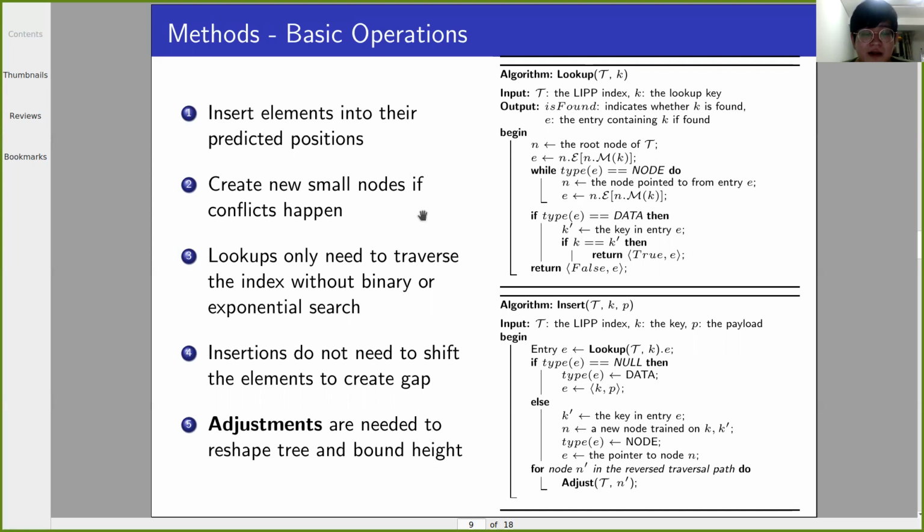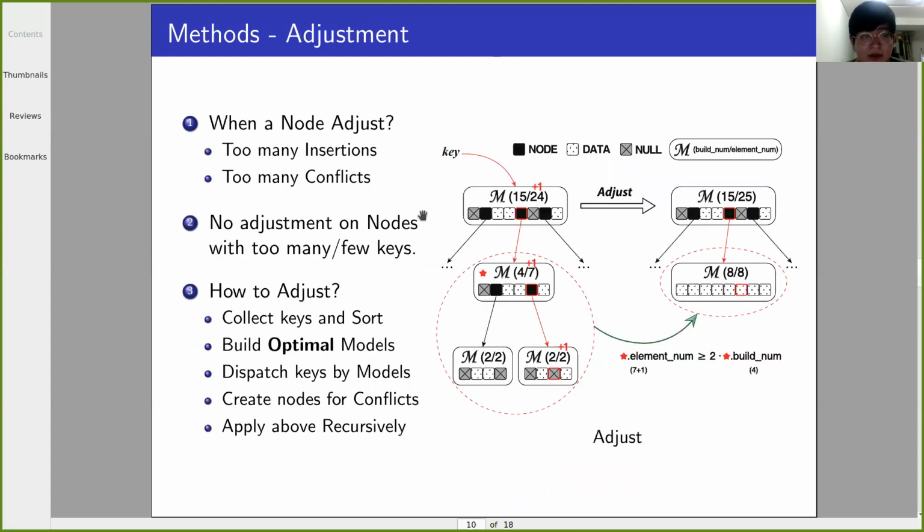However, simply applying the above procedures may cause the tree to become unbalanced and heavily leaned. So we need adjustments to reshape the tree. There are two questions about adjustment. First, when should a node be adjusted? We propose two criteria. Only when there are too many insertions or conflicts in a node and its corresponding subtree will the node trigger adjustment. Besides, we suppress adjustments on nodes with too many or too few keys.